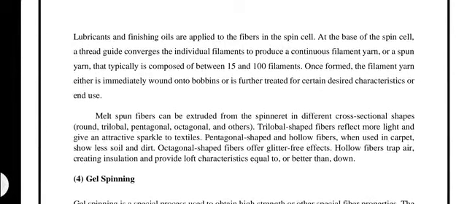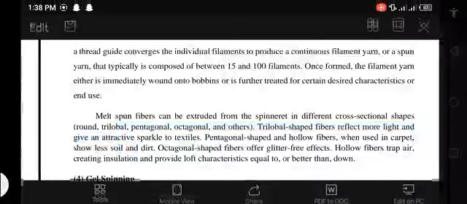At the base of the spin cell, a thread guide converges the individual filaments to produce a continuous filament yarn or a spun yarn that typically is composed of between 15 and 100 filaments. Once formed, the filament yarn either is immediately wound onto bobbins or is further treated for certain desired characteristics or end use.